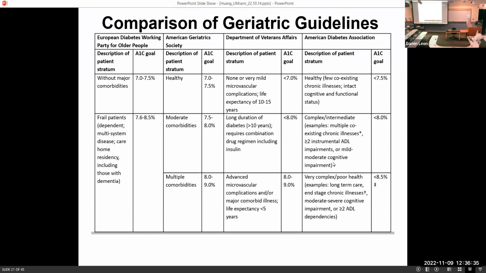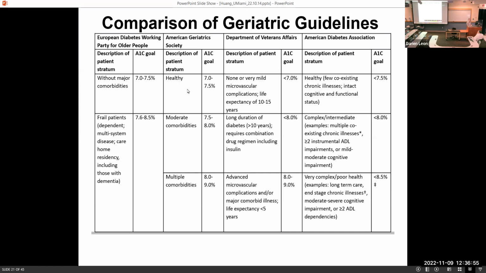But you'll notice that there are major important differences in the guidelines. The ADA, which I helped to write, basically says there is no lower limit to control. That is, if a patient is doing well, has a low A1C on multiple medications and is tolerating it, we allow them to be as they are.